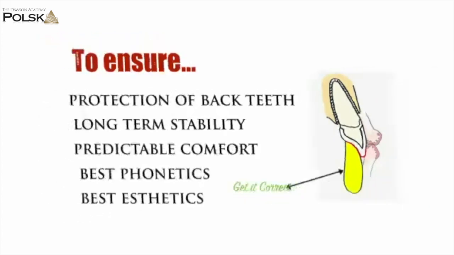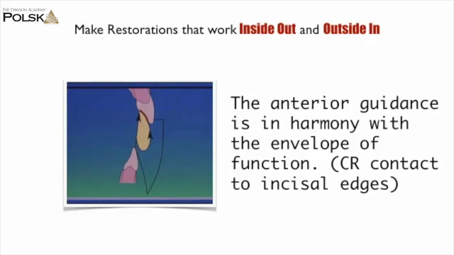So what's important is that understanding the anterior guidance must also be in harmony with the envelope of function. Because you can have anterior teeth where the anterior guidance is correct, but it may not necessarily be in harmony with the envelope of function. So not only do we have to make restorations that work inside out, but also outside in.